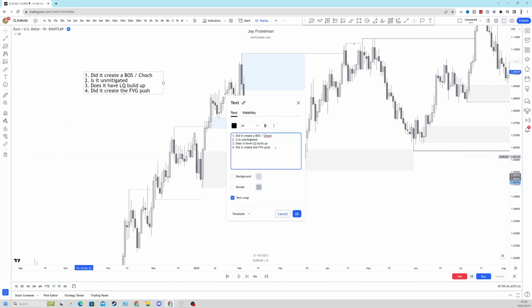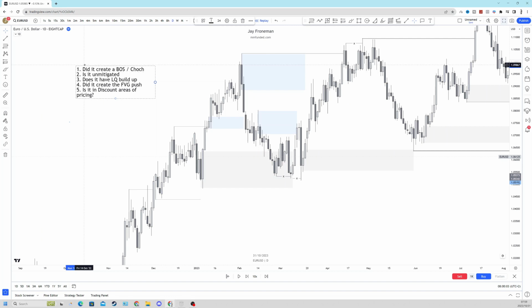We can actually add a fifth rule to this list. Is it in discount areas of pricing? This one isn't as important, but S&D zones that are in discounted areas of pricing do have a higher probability of sweeping supply and demand in premium areas of pricing to mitigate the institutional level that is sitting in discount. Okay, so we'll leave this here for now. Mainly focus on 1, 2, 3, and 4. The fifth one is really just an extra confluence. Okay, so let's continue with our first demand zone over here.